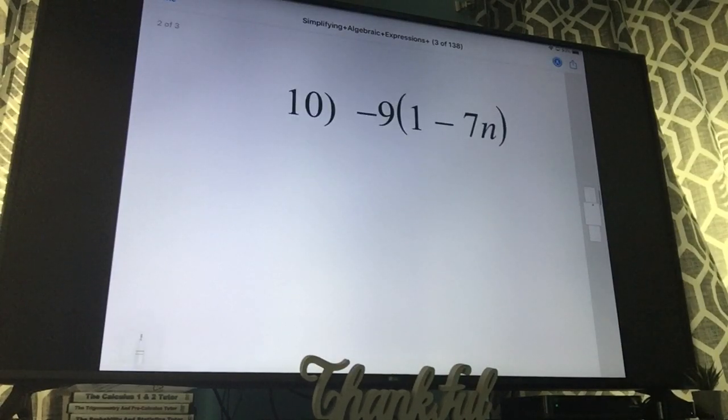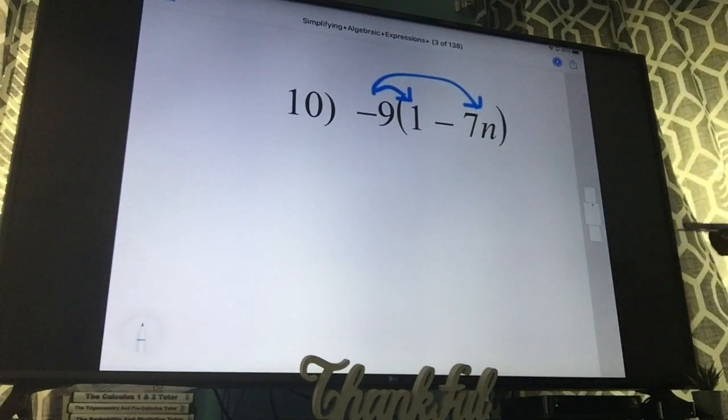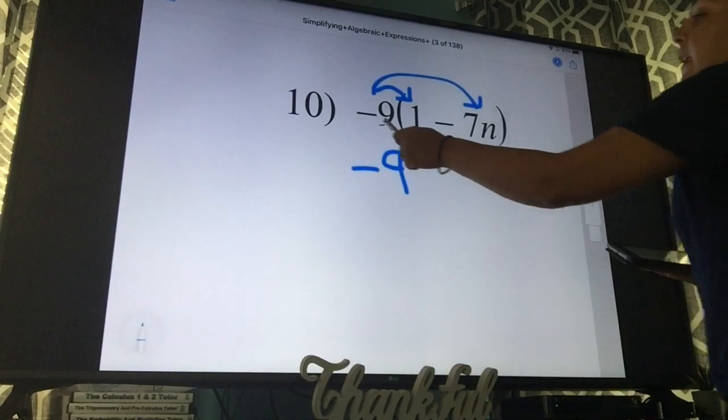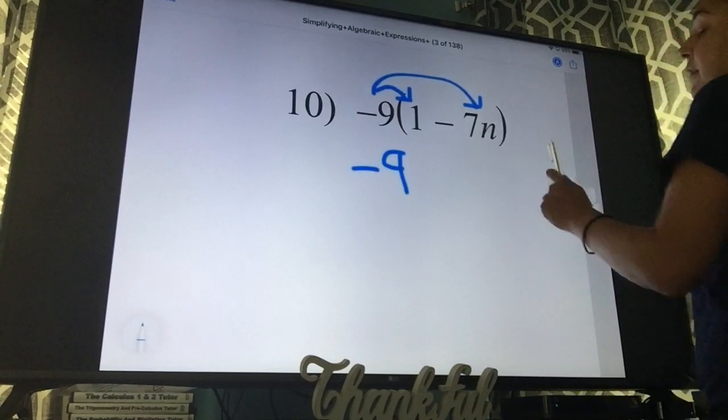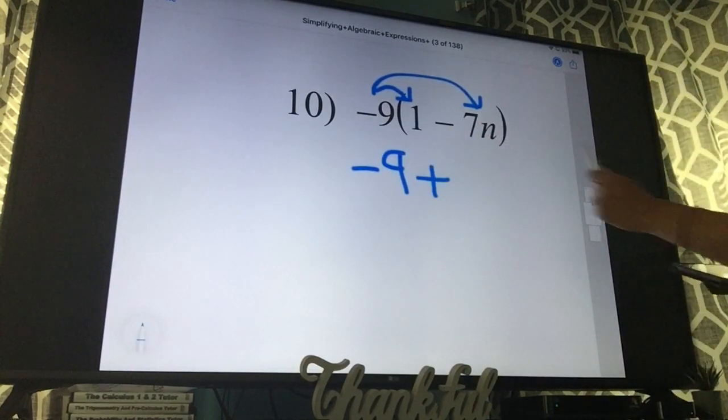Okay, number 10. Anytime you see parentheses, that means multiply. Anytime you see parentheses, that means multiply, and I have a tendency to say, well, boom, boom, because it's really distributing. So it's really times. So negative 9 times positive 1 is going to give you negative 9. And then I have a negative 9 times a negative 7n. A negative times a negative is going to be a positive. 9 times 7 is going to be 63.